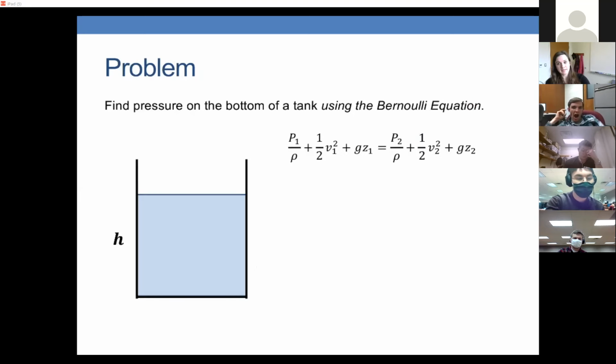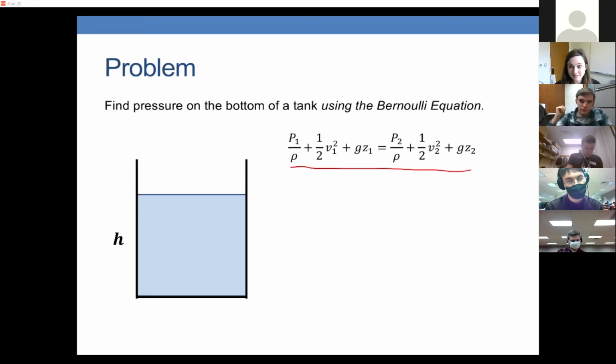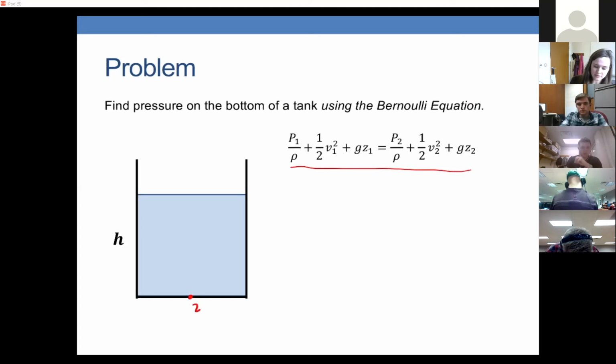So let's do a problem then. Let's find the pressure on the bottom of the tank using the Bernoulli equation. The first thing we want to do whenever we're doing these mechanical energy balance or Bernoulli equation problems is define a point 1 and a point 2. We want to find the pressure on the bottom of the tank, so that's going to be one of our points, which I will call point 2. And now we want to pick another point.